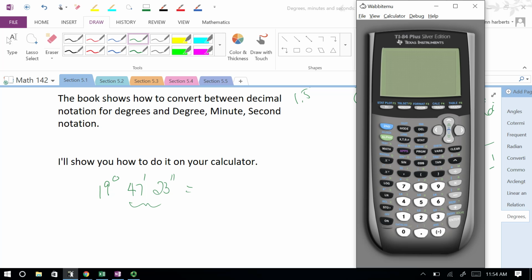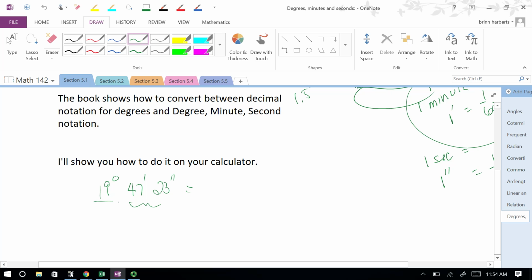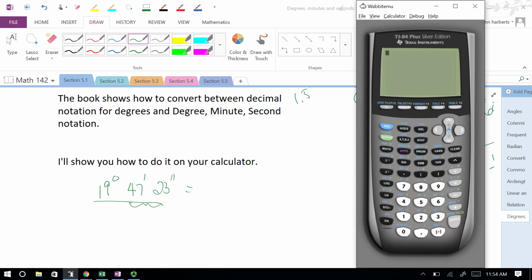Okay. So if I want to get from 19 degrees, 47 minutes, and 23 seconds into decimal notation, I'm going to do this. I'll type in 19. I'm going to go to the angle menu, and since it's in blue, I have to push the blue button. The colors may be different on your calculator. And it says choice 1 is the degree symbol. Now it says 19 degrees. I need to add on to here 47 minutes. So go to 47. Back to the angle menu, and I choose choice 2, which makes it minutes.